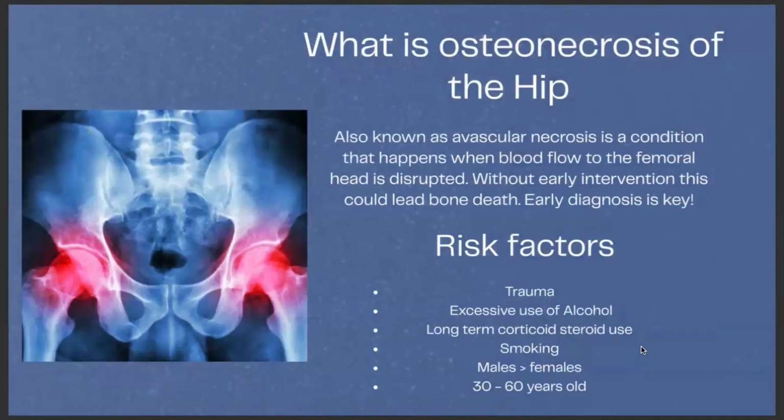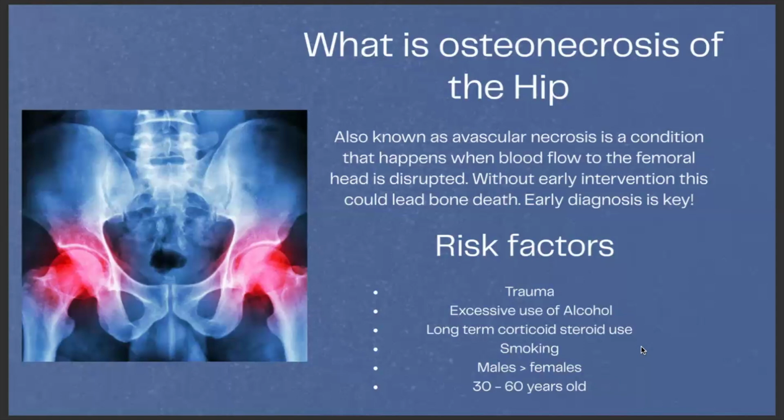So, what is osteonecrosis of the hip? It's also known as avascular necrosis, and this is a condition that happens when blood flow to the femoral head is disrupted. Without early intervention, this could lead to bone death. Early diagnosis is key. Some risk factors are any past trauma to the hip, excessive use of alcohol, long-term corticosteroid use, and this could be people that are taking medications for asthma, rheumatoid arthritis, lupus, because some of these conditions are commonly treated with these types of medications. So that's just something to look out for.